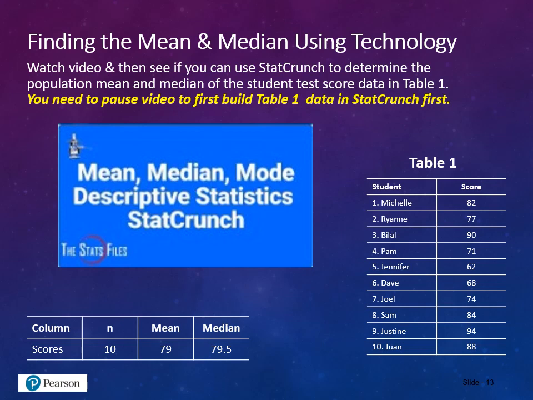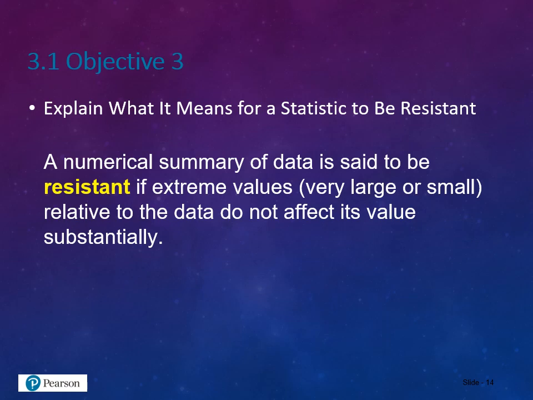So, but anyway, we have our answers. The mode does not exist. Next, we're going to look at the last objective: what it means for a statistic to be resistant. A numerical summary of data is said to be resistant if extreme values, very large or small relative to the data, do not affect its value substantially. Again, the summary of data is resistant if extreme values, very large or small relative to the data, do not affect its value substantially.